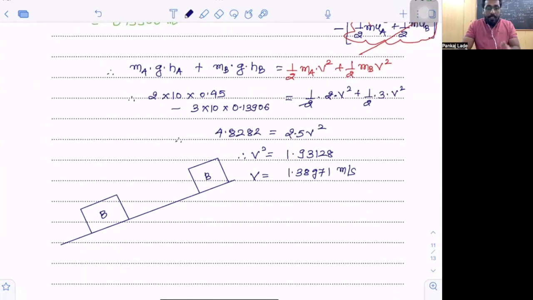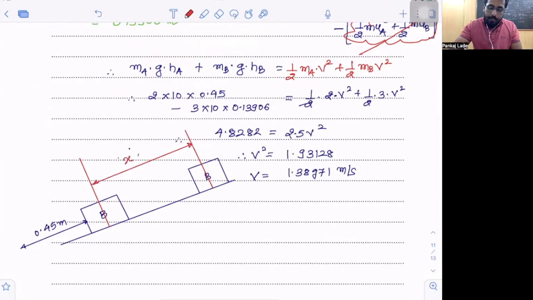So until now, block B has covered a distance of 0.45 meters. So this distance, if you recall, this is 0.45 meters. I want to get what is the next distance. So I'll draw vertical lines like this. I do not know what this distance is. This is what I'm trying to find. I will call this distance, say, x meters.